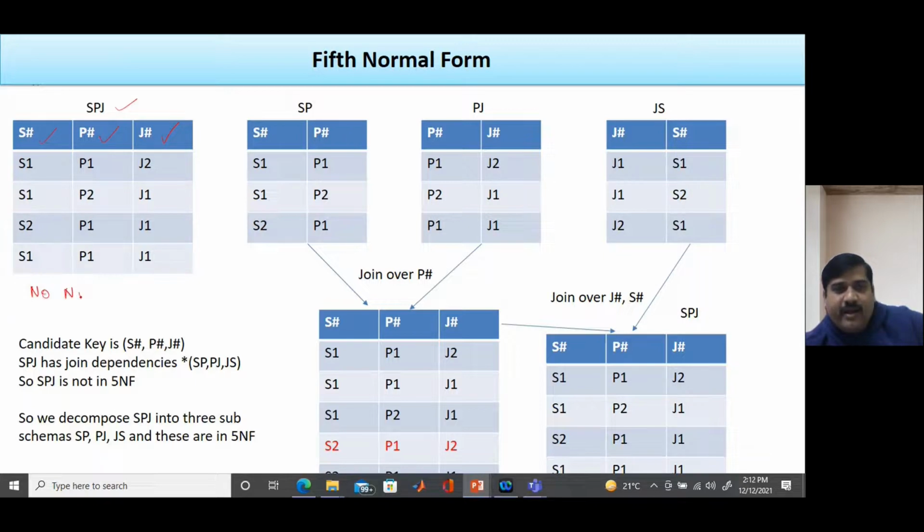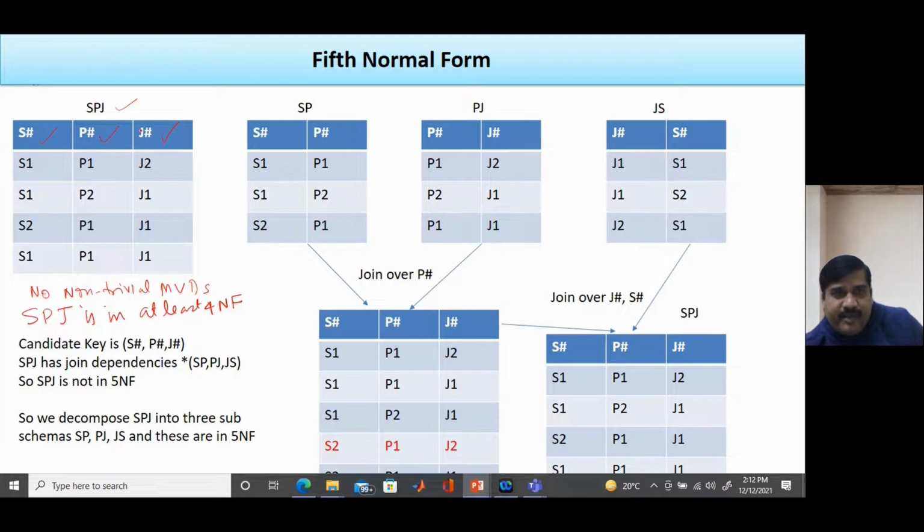That's why SPJ is in at least fourth normal form. Now we will identify whether a non-trivial join dependency exists in this table or not.